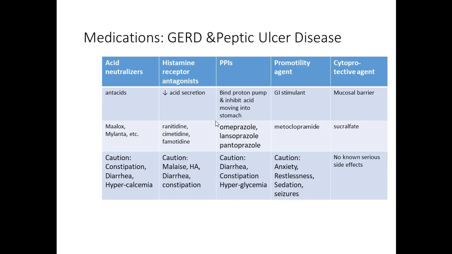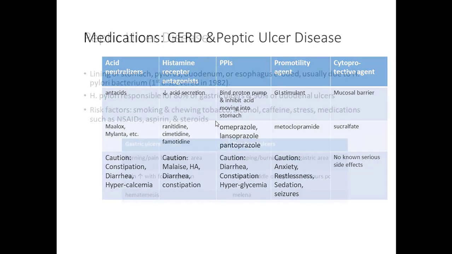And then there's the cytoprotective agent. It just acts as a mucosal barrier, so it coats the stomach, the mucous membranes of the stomach. An example of one of these is sucralfate, and there's really no side effects that they're aware of. So if you guys were to study this table, that would be great.